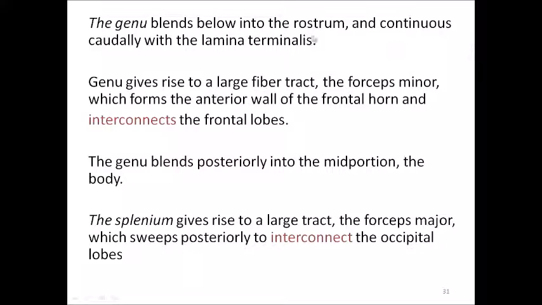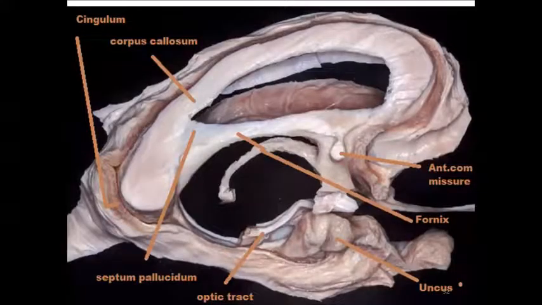Genu blends below into the rostrum and continues caudally with the lamina terminalis. Genu gives rise to a large fiber tract, forceps minor, which forms the anterior wall of the frontal horn and interconnects the frontal lobes. Genu blends posteriorly into the mid portion, the body. Splenium gives rise to a large tract, forceps major, which sweeps posteriorly to interconnect the occipital lobes.